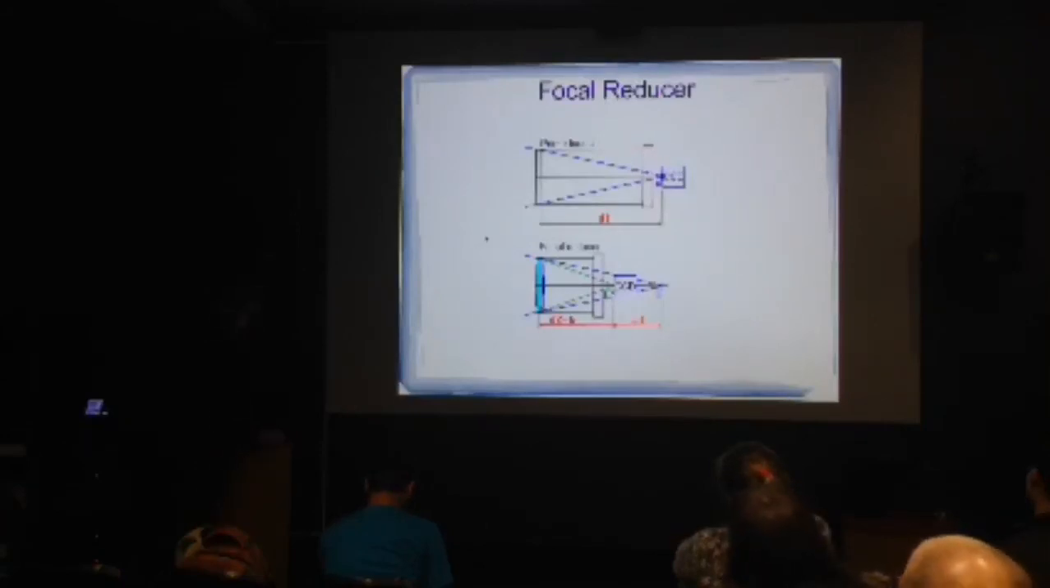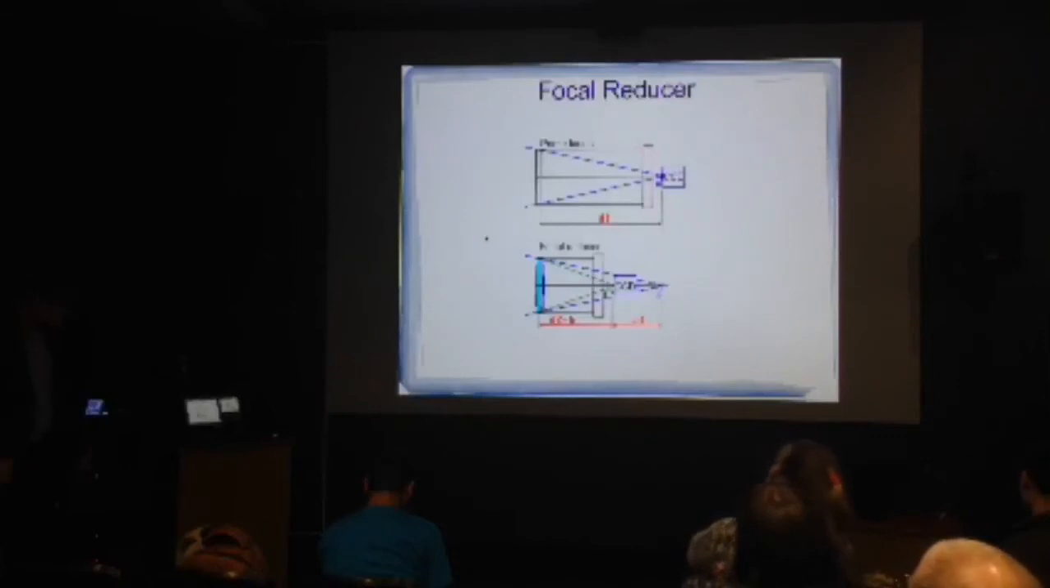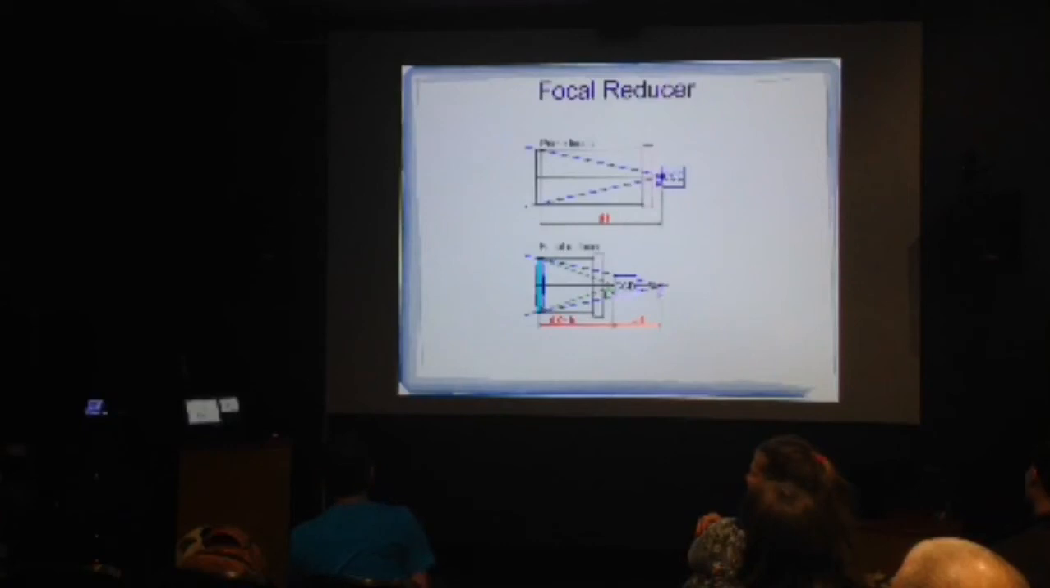Sometimes you want to do the opposite to a Barlow lens, and this is really only for photography, where you don't actually want a really narrow field on your camera, so you use a focal reducer, which is the opposite of a Barlow. Instead of effectively making the focal length long, you make it shorter, so that you can get more of the sky onto your chip or film or whatever. The other thing that this does is it means you can use shorter exposures.